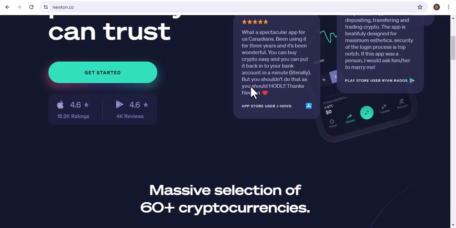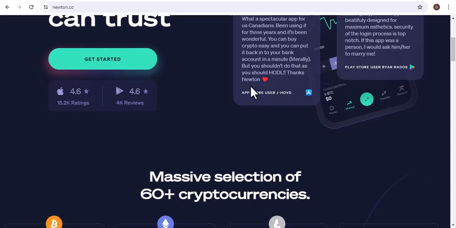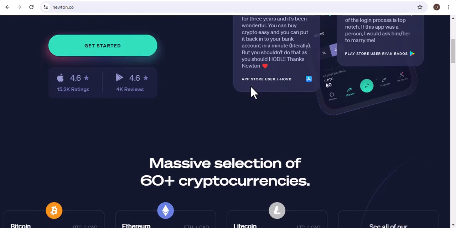Fund your account. Once your identity has been verified, you can fund your account with Canadian dollars. There are a number of ways to do this, including bank transfer, Interac e-transfer, and credit card. Buy Bitcoin. Once your account is funded, you can buy Bitcoin. Simply enter the amount of Bitcoin you want to buy and click the Buy button.